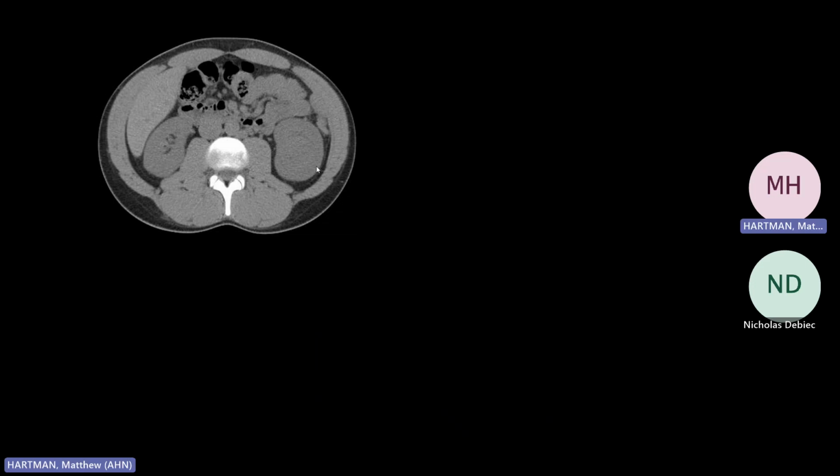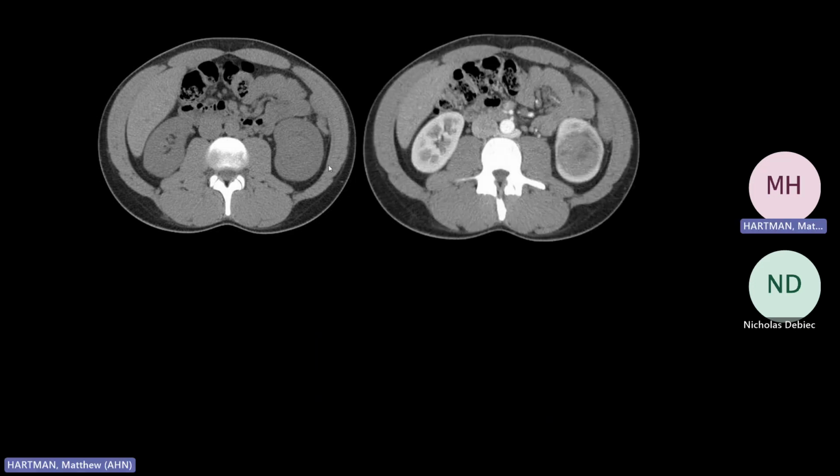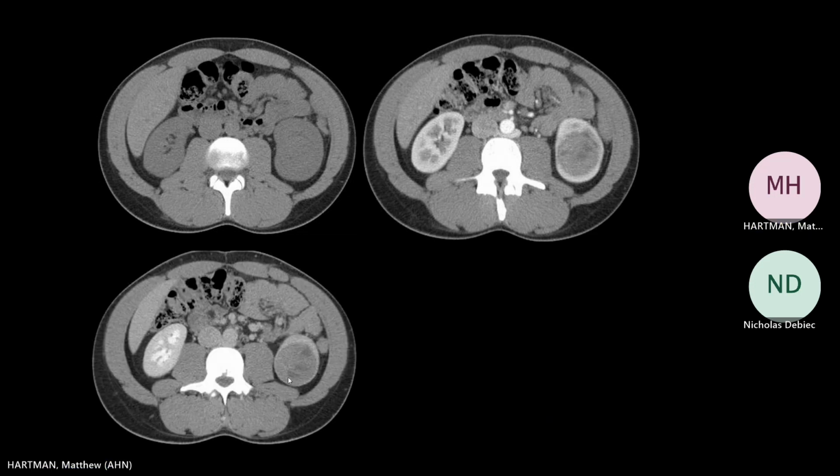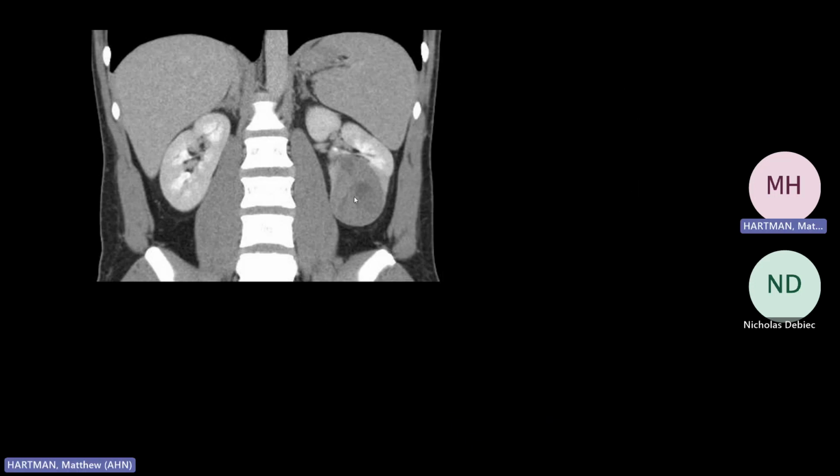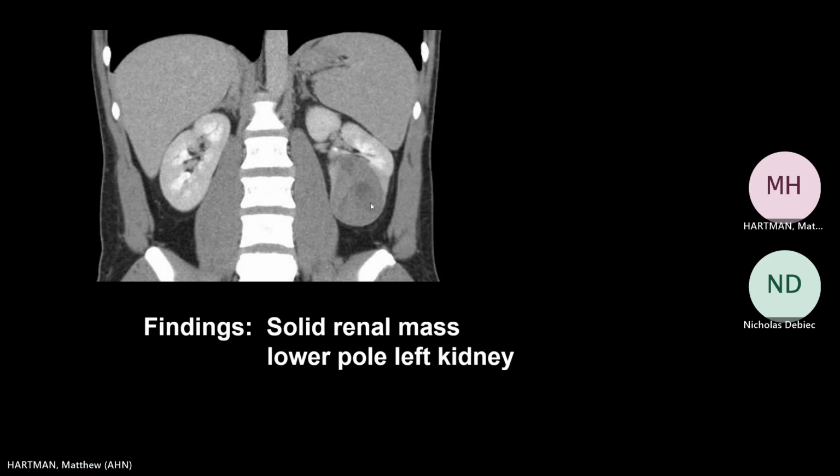This is the value of contrast. On non-contrast, it may be hard to see the lesion unless you notice that the border is deformed. We give the contrast, much easier to see the lesion. And we do a multiplanar reformat, and even easier to see this lesion. So solid renal mass, you measure the Hounsfield units, we're going to get about 50 or 60.